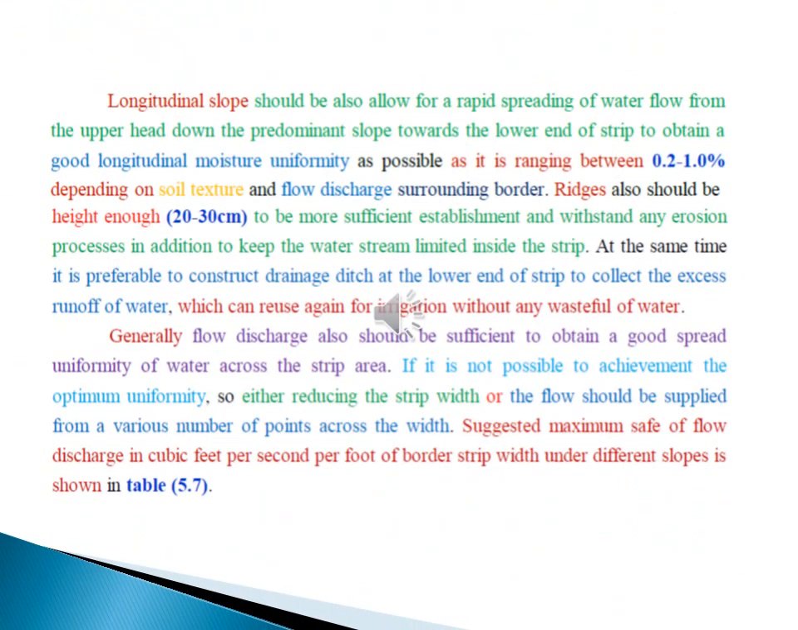Longitudinal slope should also allow for a rapid spreading of water flow from the upper head down the predominant slope towards the lower end of the strip to obtain as good a longitudinal motion uniformity as possible, as it ranges between 0.2 up to 1%, depending on soil texture and flow discharge. Ridges surrounding the border should also be high enough, ranging between 20 up to 30 centimeters, to be sufficiently established and withstand any erosion process, in addition to keeping the water stream limited inside the strip.